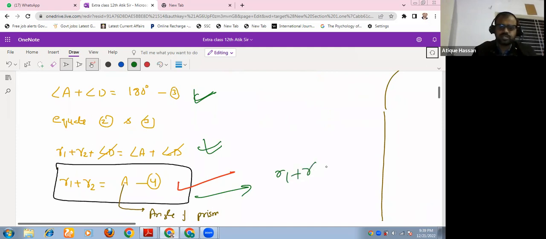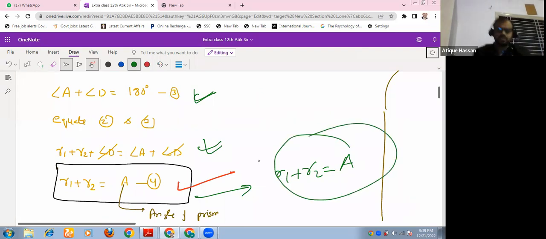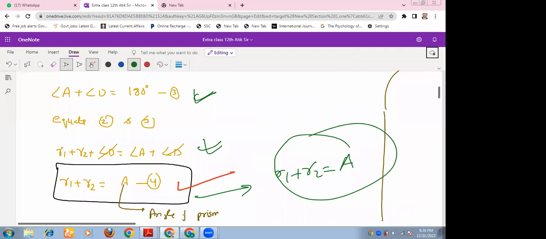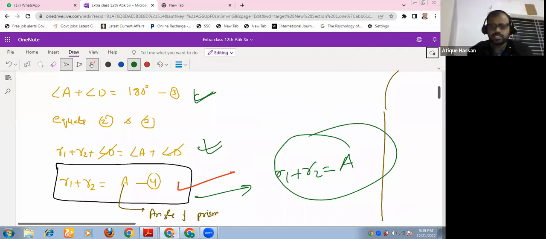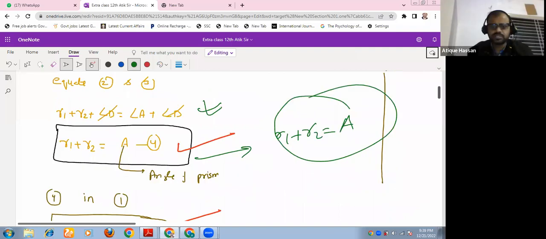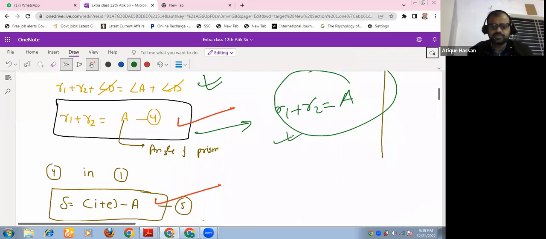This is very important. You have to remember that R1 plus R2 comes as A. Got it? All of you understood this? How we got R1 plus R2 equal to A? Yes, sir. Now the things become easier if you understand R1 plus R2 equal to A.